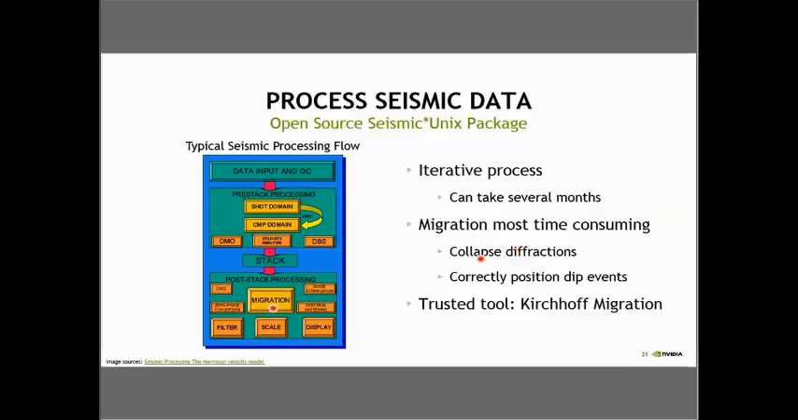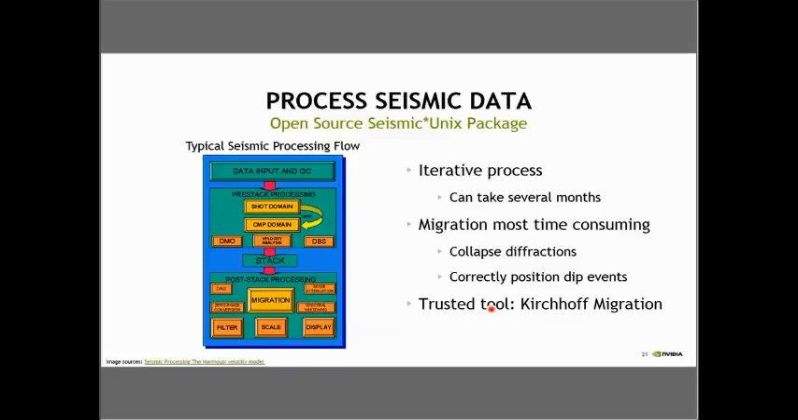And migration helps collapse these diffractions, because as the sound waves go through the Earth, they get diffracted in so many different ways, and it can distort where the true depth of the field is. The other part of what the migration operation does is help you correctly position the dipping layers so that you do drill in the right area, not too far left, not too far right, and you drill deep enough. So migration is an extremely important part of the workflow.